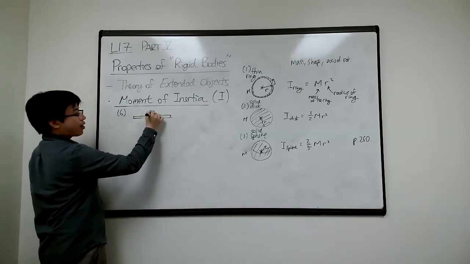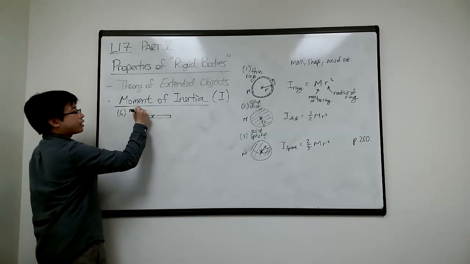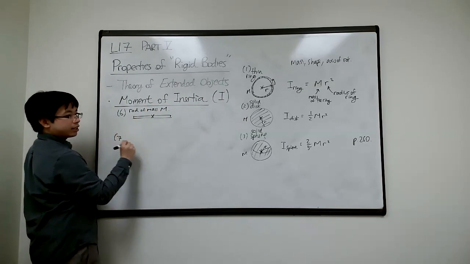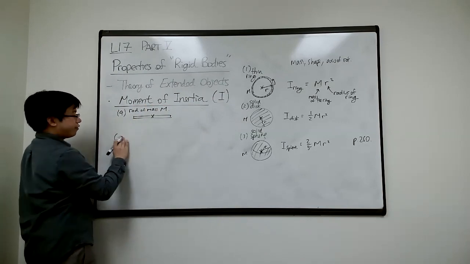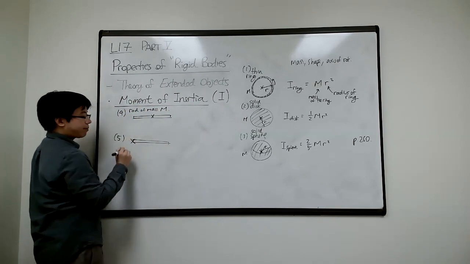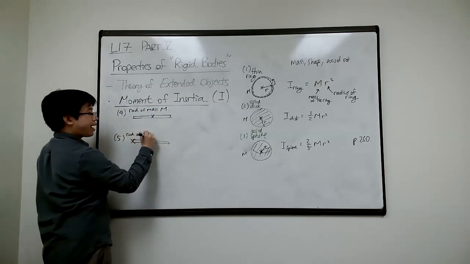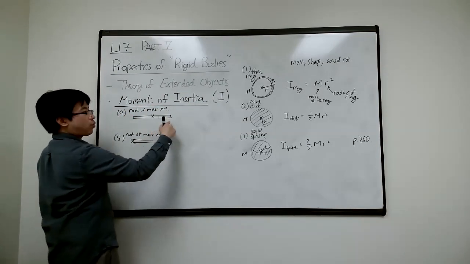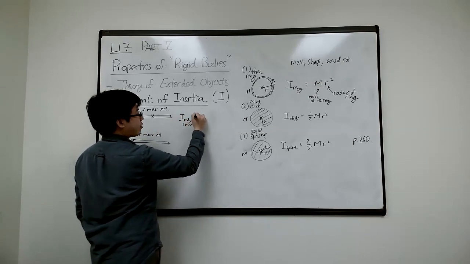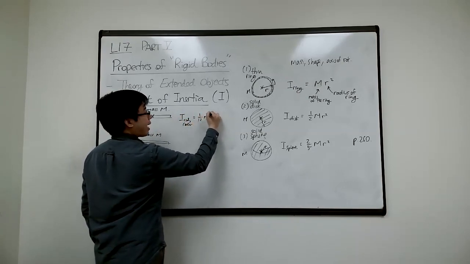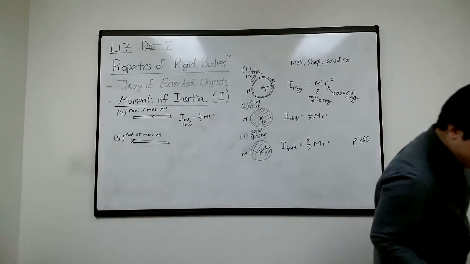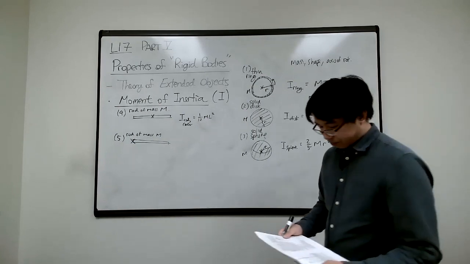The next one is for a rod where you rotate about the center. So a rod of mass M, and the same thing, a rod of mass M, but you rotate it from the edge. So this one is rod, center. Rotating from the center is 1/12 ML squared, and L is the length of the rod.